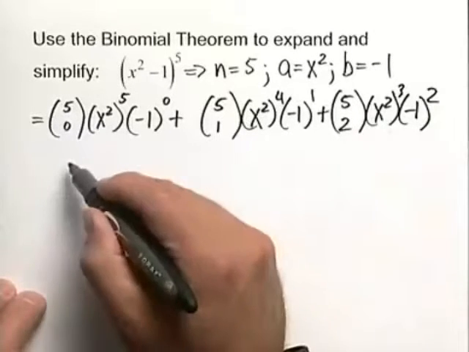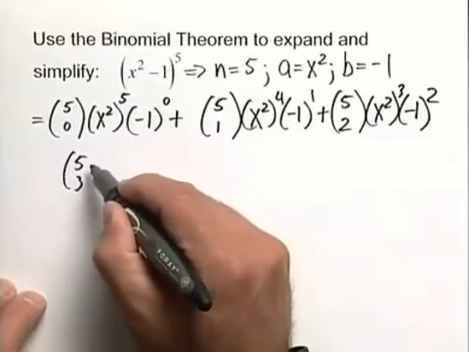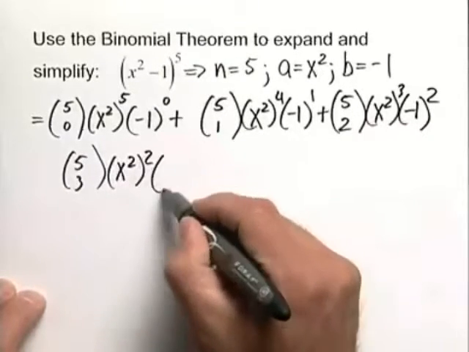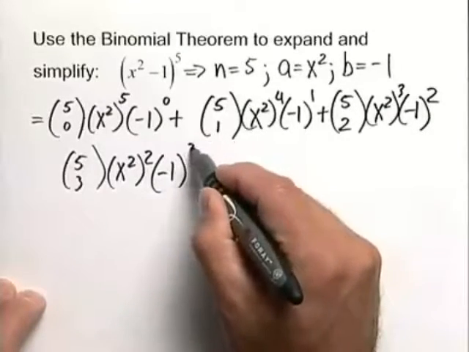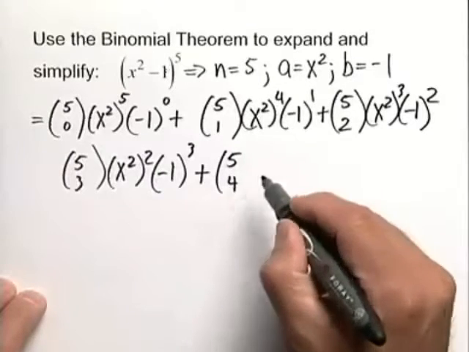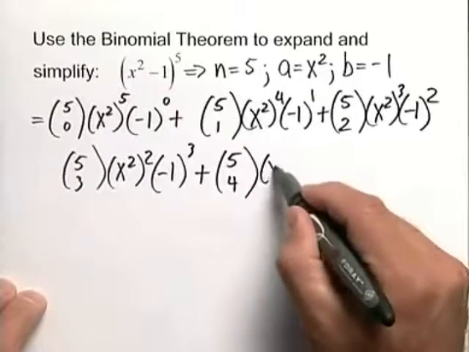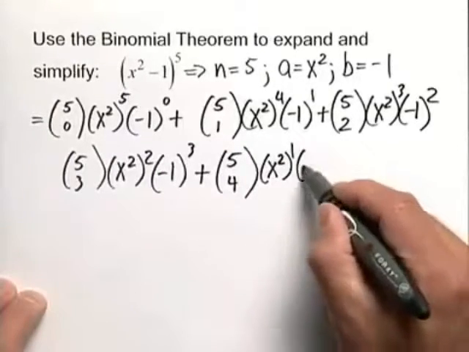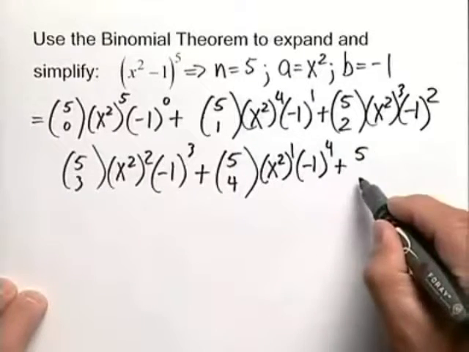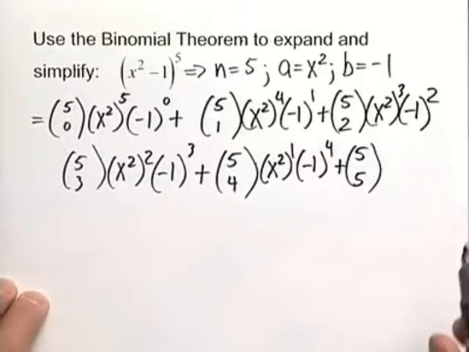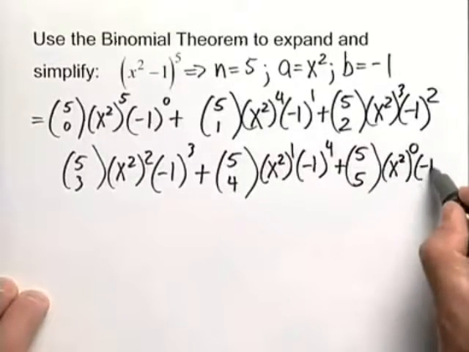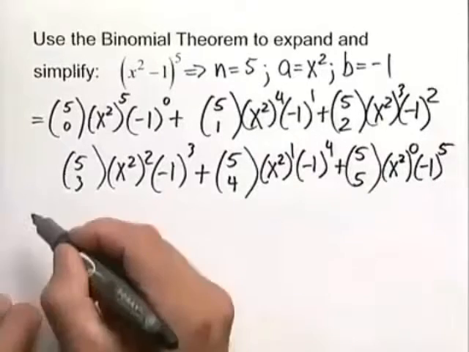Moving right along, we have 5 over 3, and then we'll take a, which is x squared squared, times b, which is negative 1 cubed, plus the next binomial coefficient, 5 over 4, times, in this case, x squared to the first, and negative 1 to the fourth, plus then 5 over 5, our binomial coefficient, and then x squared to the 0th power, and negative 1 to the fifth.